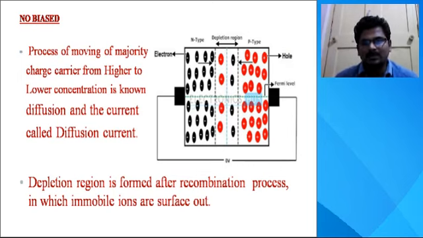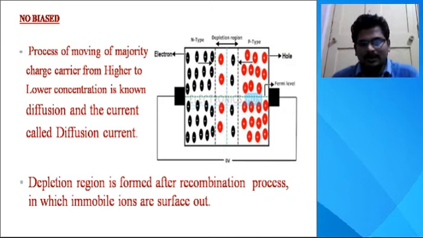So at the middle of this P-type and N-type semiconducting material cross-section area, the ions will be called depletion region ions, and this process of diffusing these electrons or holes is called diffusion, and the current forming due to this diffusion of carriers is called the diffusion current. The depletion region is formed after the recombination process, in which immobile ions are left behind. Immobile ions means the ions which are present in the depletion region, that we can see in this figure.